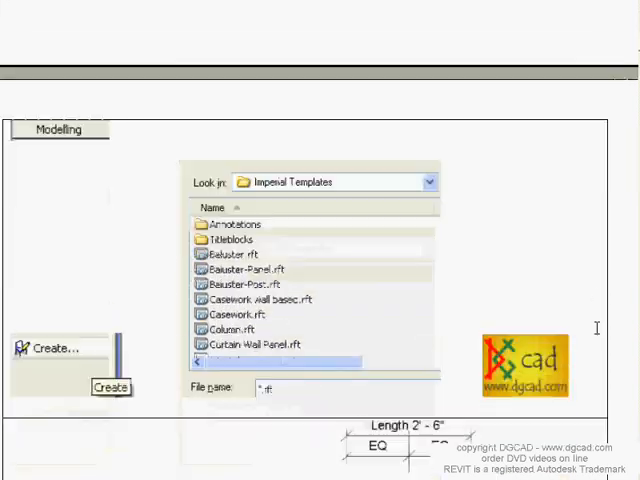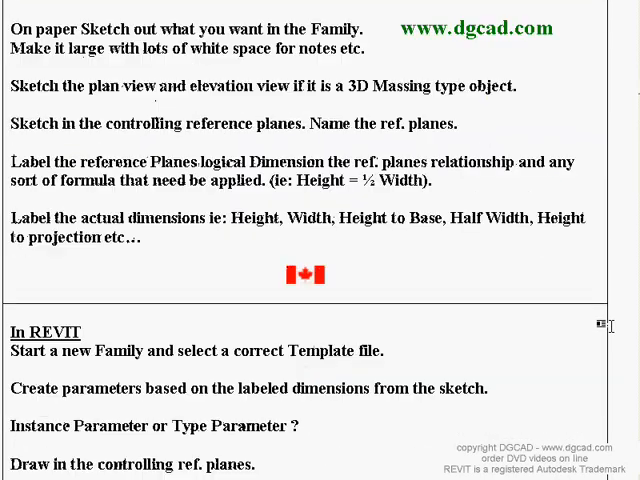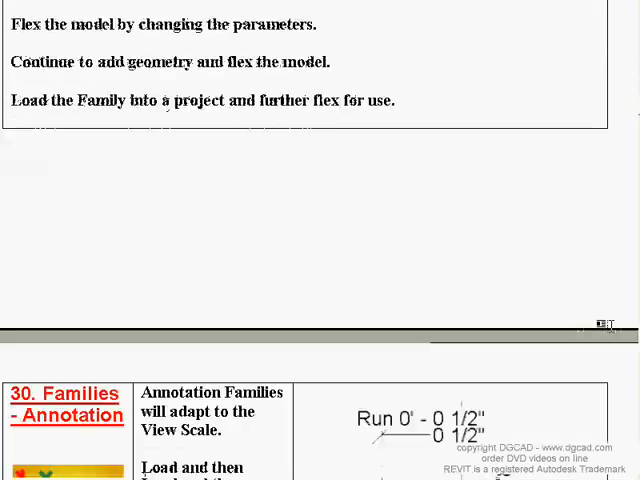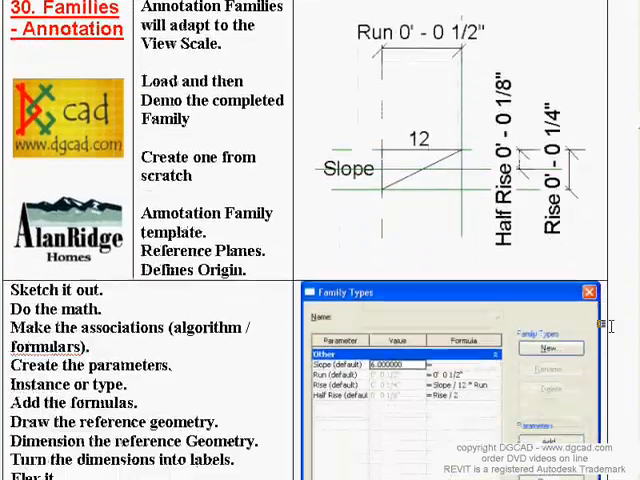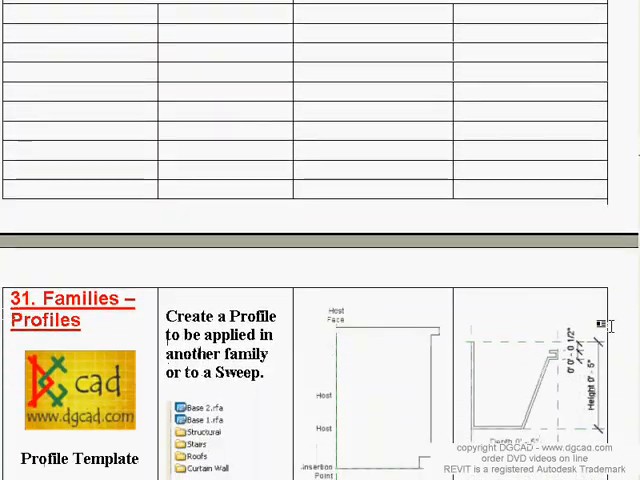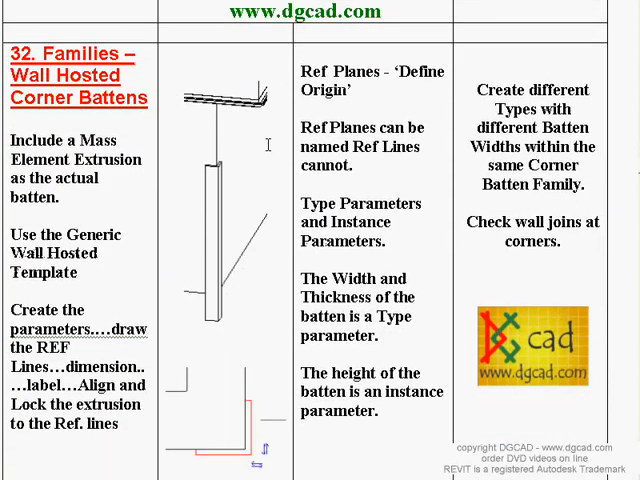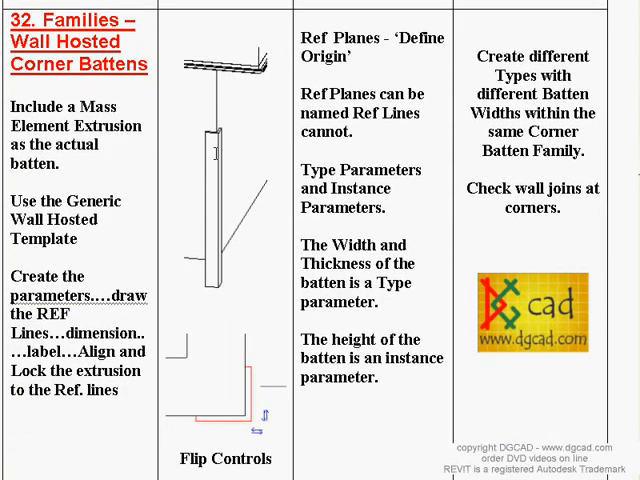And just to scroll down to our current lesson, which is on corner battens, is what we're going to be talking about. And this is just some of the previous lessons that we've done leading up to this. But this is a nice one, a little bit of everything in this particular lesson. So families, wall-hosted corner battens is what we're going to talk about here. And we're going to go in and demonstrate a completed version of this, and we'll step back and create it from scratch.